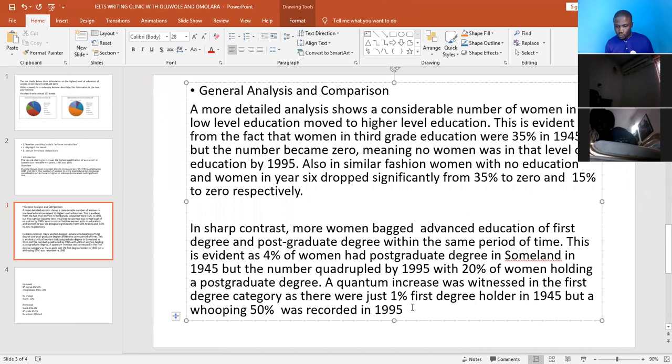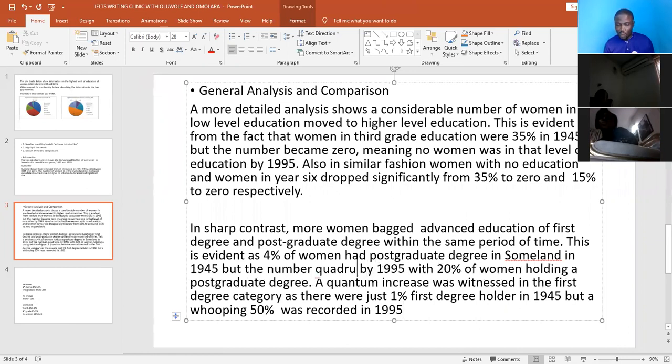Okay, so that's it. In sharp contrast, more women backed advanced education of first degree and postgraduate degree within the same period of time. This is evident as 4% of women had a postgraduate degree in Summerland in 1945, but the number quadrupled, that is times 5. Is quadrupled 5? Quadruple is 4. I will need to change it. If you are not sure of a particular one, you need to change it.